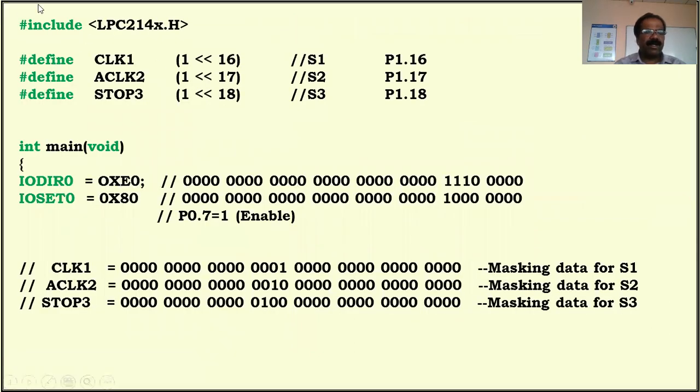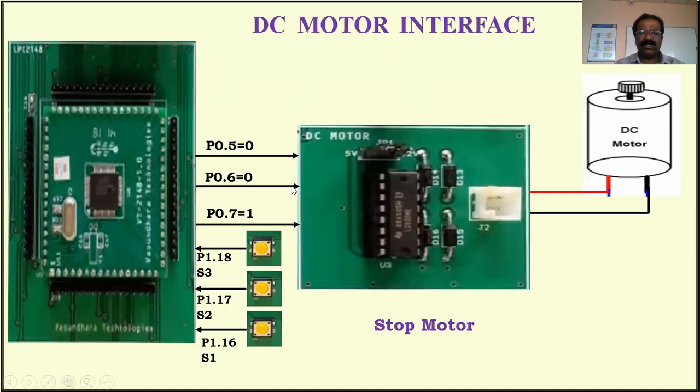Next is IO set 0 equal to 0x80. What's the binary equivalent of this? This is the binary equivalent. See here, this is bit number 0, this is bit number 7. Once we execute this particular statement, it makes P0.7 high, which means the motor driver circuit is enabled. Then only will there be meaning for these two bits. If it is 0 0, stop; 1 0, clockwise; 0 1, anti-clockwise.